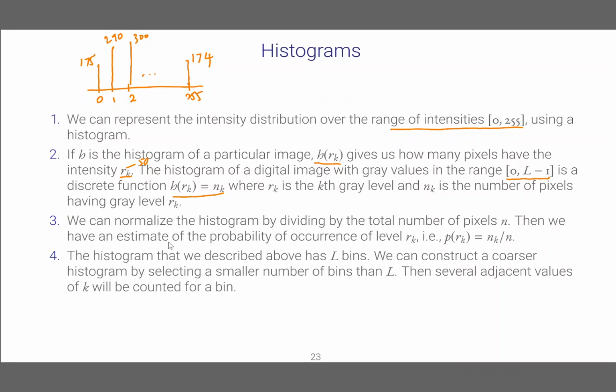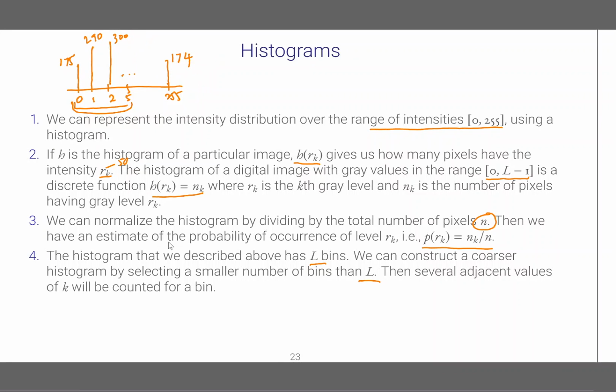So you can do different kinds of things. We can combine intensities from 0 to 5 and put that in one bin and create a histogram with a coarser binning. We can even normalize this histogram by dividing by the number of pixels and have a probability mass function also. The histogram described above has L bins. We can construct a coarser histogram by selecting a smaller number of bins, and then several adjacent values of k will be counted for a bin.